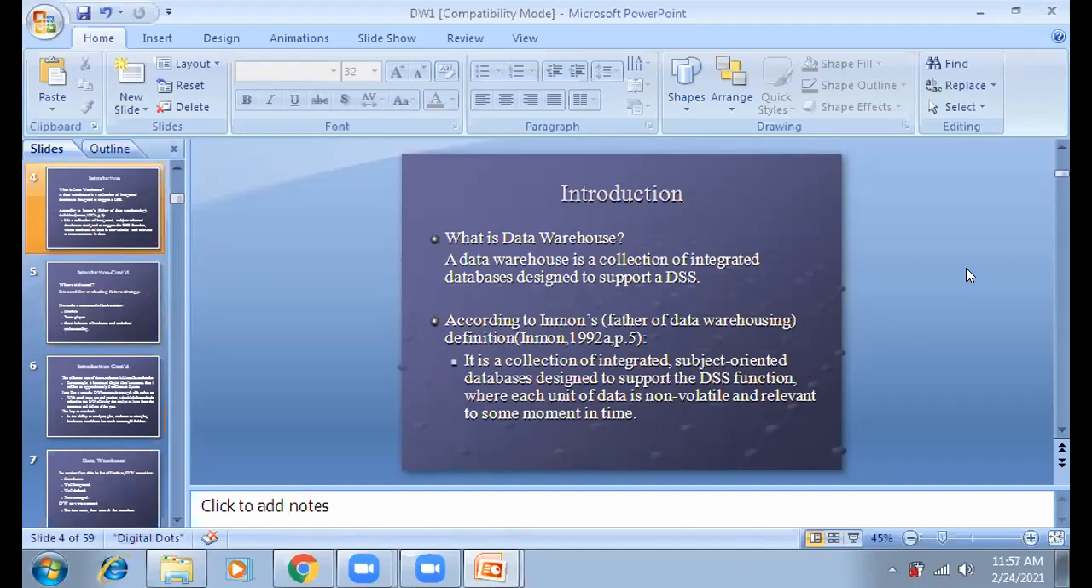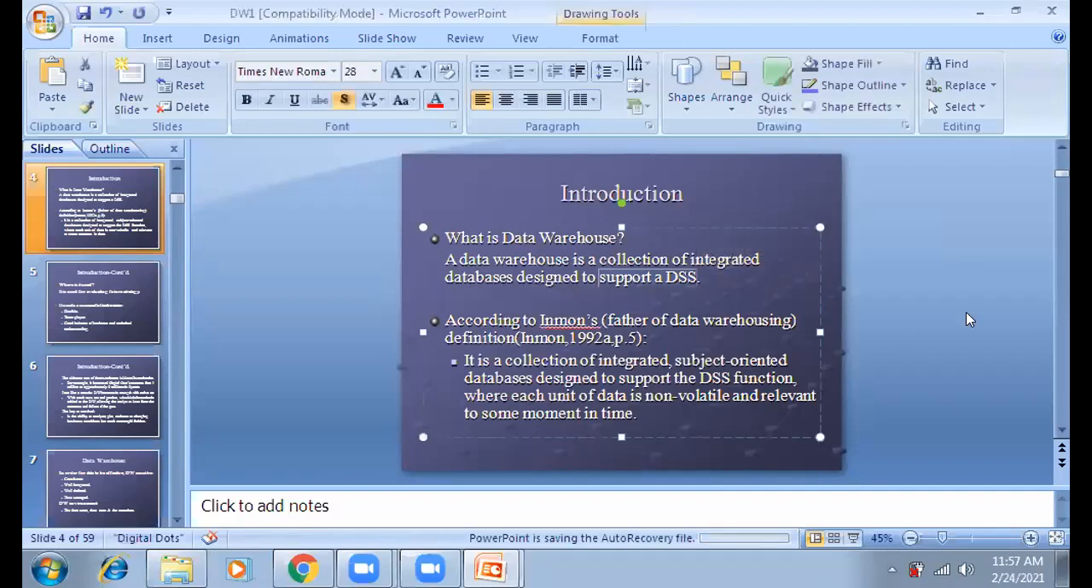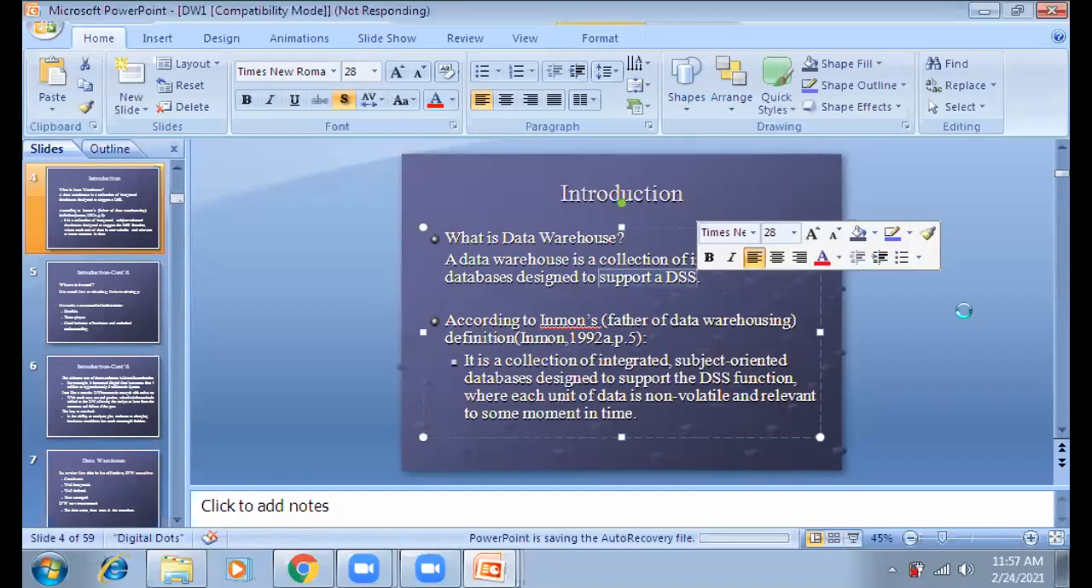Now, what is a data warehouse? That is a very basic definition. A very simple definition, as I already told, is that a data warehouse is nothing but a collection of data from multiple heterogeneous data sources. The job of the data warehouse is to integrate the data collected from those sources to make a decision support system, DSS, or to make strategic decisions.